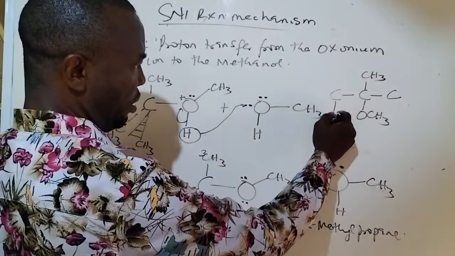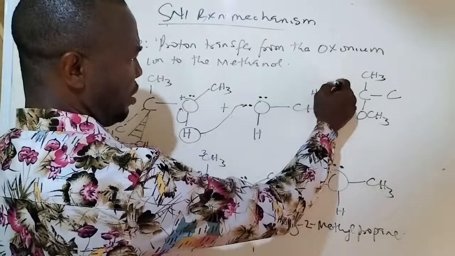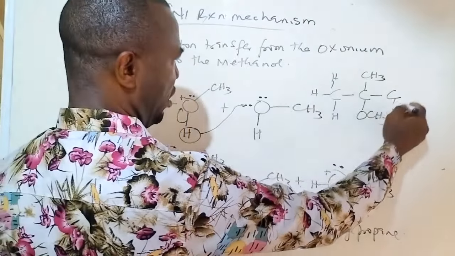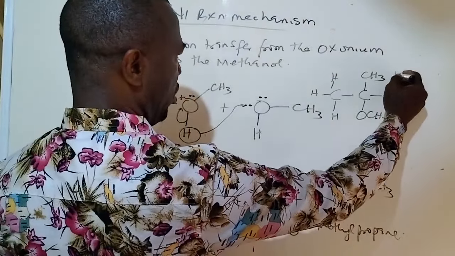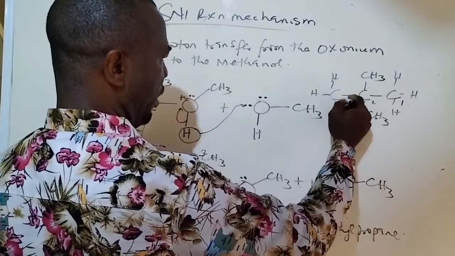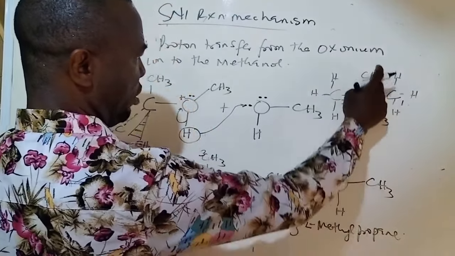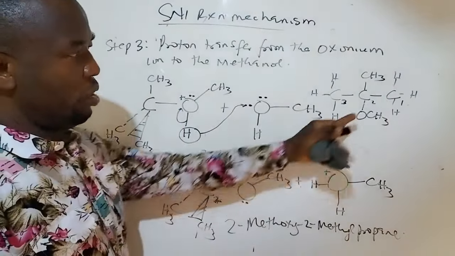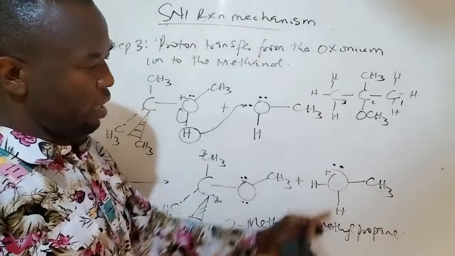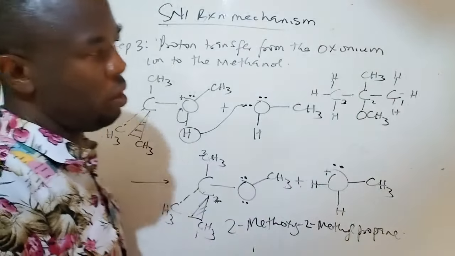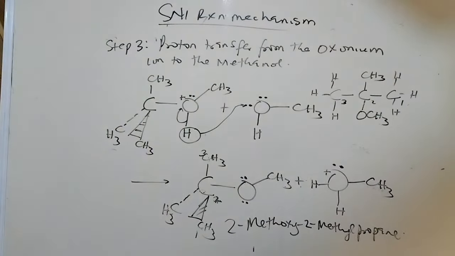Then you fill up this place with hydrogen. So it is the same compound as you have there. So the compound, 1, 2, 3, is 2-methoxy-2-methylpropane. That is the compound we have on the board there. That's the final product.